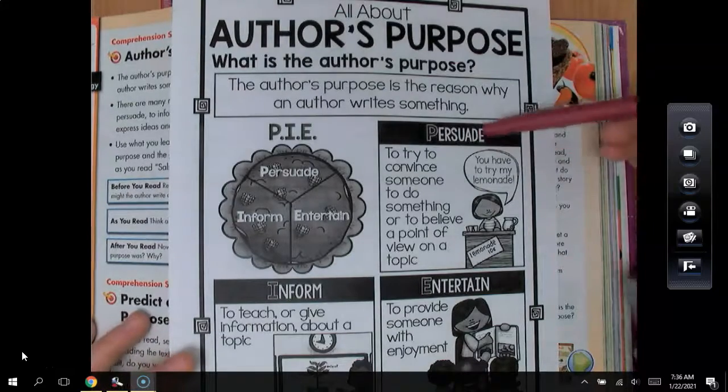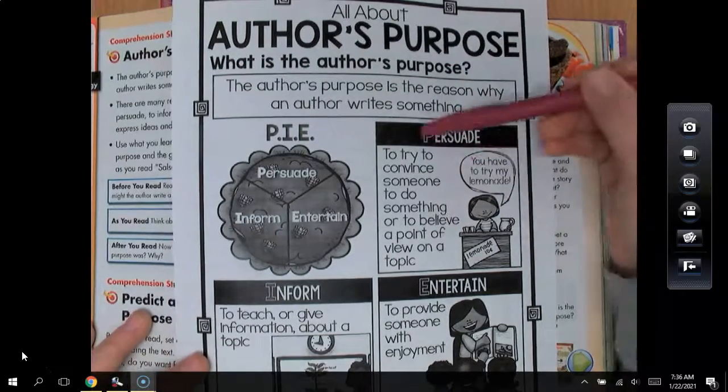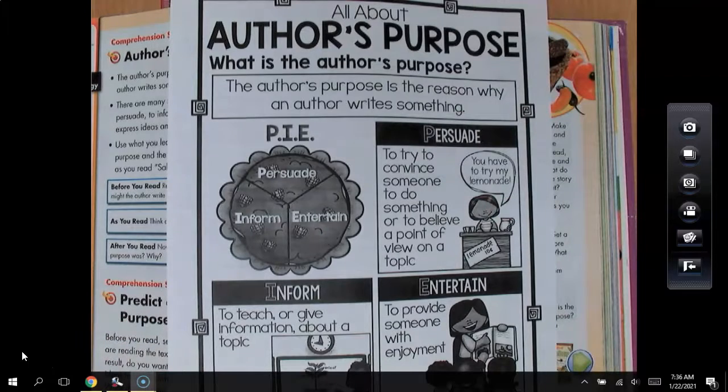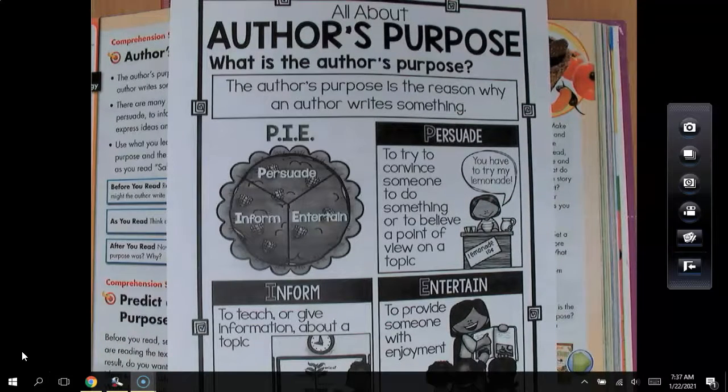The first one, persuade. When I think of persuade, I think of someone trying to convince someone to do something or to believe something. Maybe believe a topic or a point of view, okay? So you're trying to convince someone of something, persuade them to do something, persuade them to feel the way that you feel.